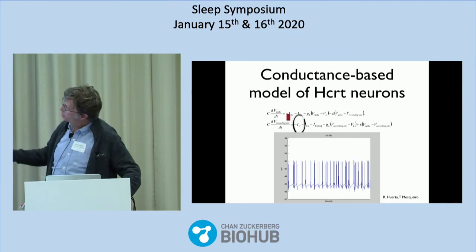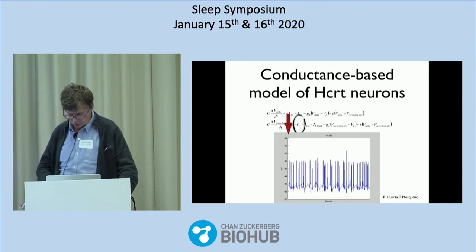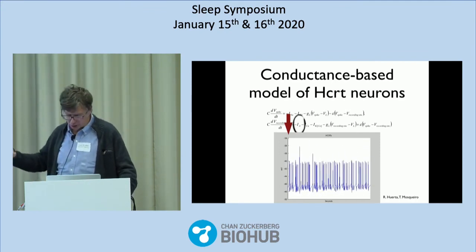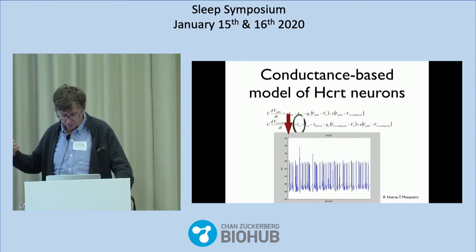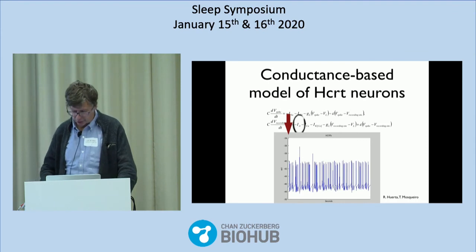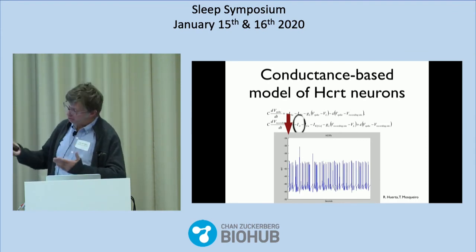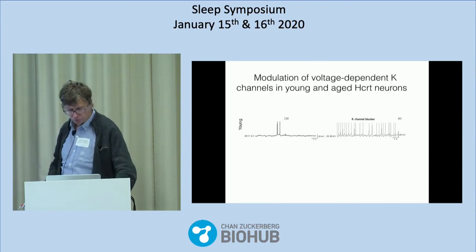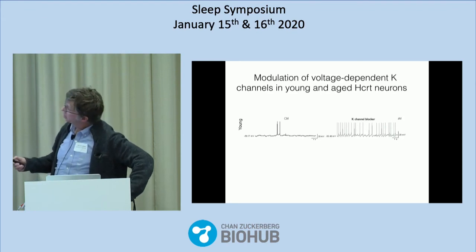And when we changed the potassium conductances, this is what we observed. That cells were much more active, much closer to threshold, easier to depolarize. So we hypothesized that changes in potassium channels could account for this hyperexcitability in aged neurons. And indeed, that's what we proved.